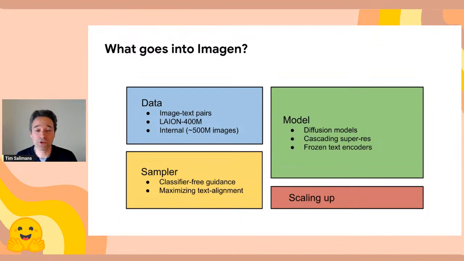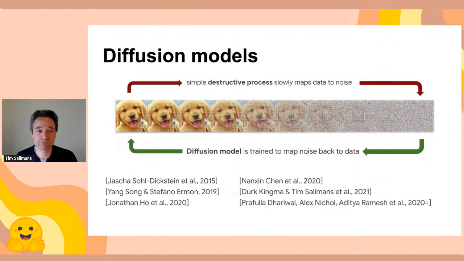Then there's also some advances in how we sample from this model. So we use classifier-free guidance, and we have a number of tricks to maximize the text alignment between the image we generate and the text prompt. And then, of course, we apply this at quite a large scale, which is necessary to get the best possible results. So I'll say a little bit more about these 3 aspects: cascading, the text models, and the classifier-free guidance.